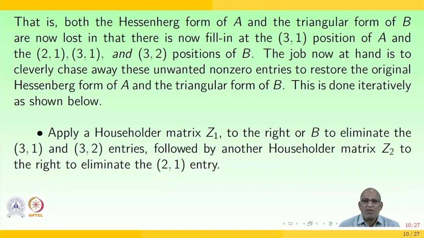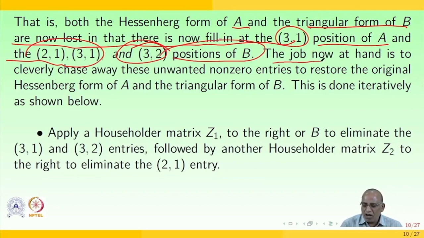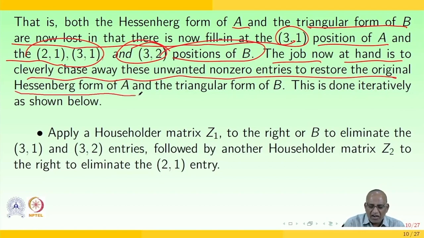Both the Heisenberg form A and the triangular form B are now lost, in that there is now fill-in at the 3-1 position. Positions of A are the 2-1 position and the 3-1 and 3-2 positions. Positions of B. The job now at hand is to cleverly chase away these unwanted zeros to restore the original Heisenberg form of A and the triangular form of B. So this is important.